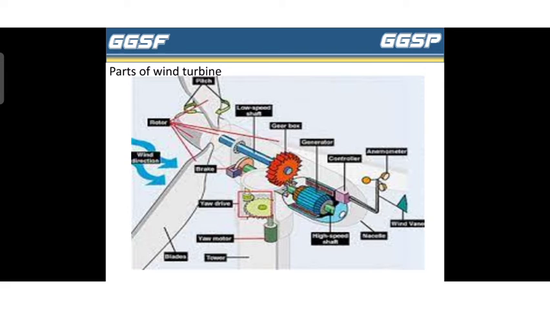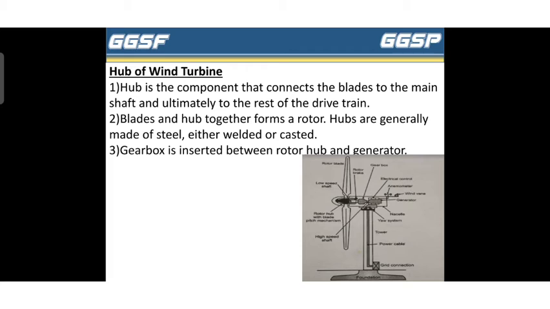These are the total parts of a wind turbine. Hub of wind turbine: the hub is the component that connects the blades to the main shaft and ultimately to the rest of the drivetrain. Blades and hub together form a rotor. Hubs are generally made of steel, either welded or cast.